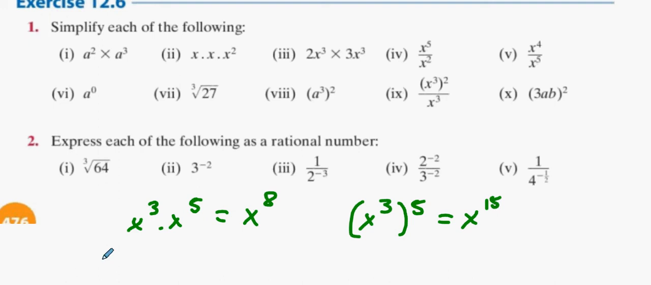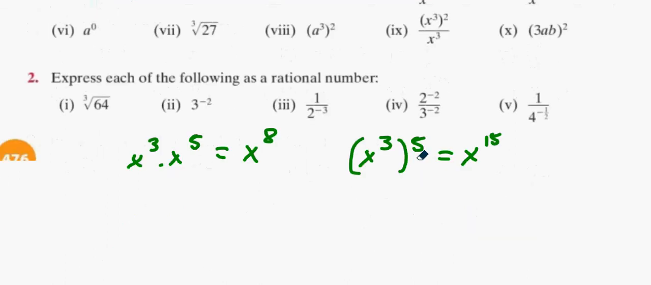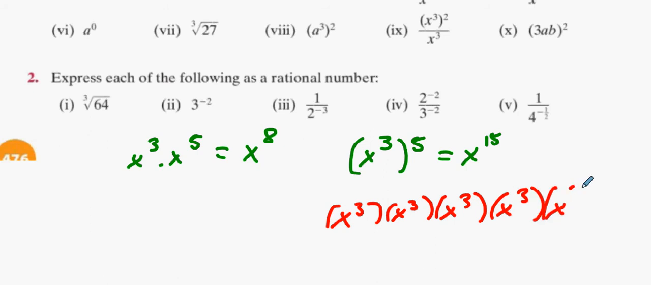This means xxx. That means 3 of them. That means 5 of them. How many of them do you see in a row then? 8. 8 of them multiplied. Next thing. In the second one, see that bracket 5? Guess what that means? It means x^3 by another x^3 by another x^3 by yet another x^3 by yet another x^3. If you link all those x's in a row, how many of them is there? 15. x by x by x multiplied by x multiplied by x, 15 times.